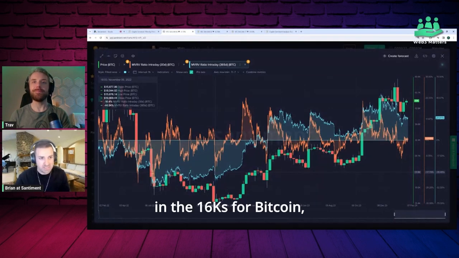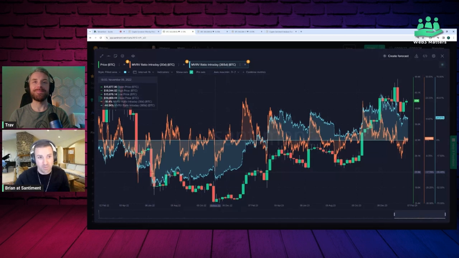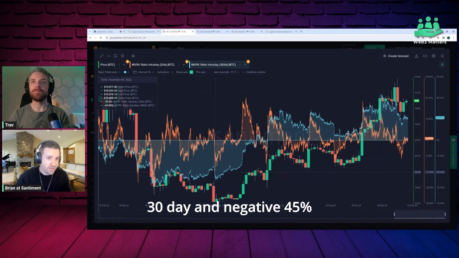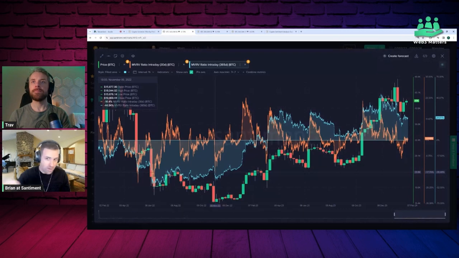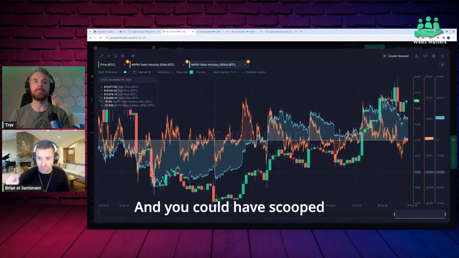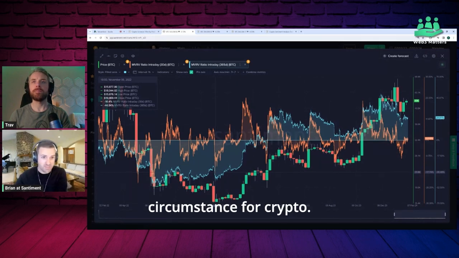And we were way down in the 16Ks for Bitcoin, which I know many of you wish you could go back in time and scoop up a whole lot of crypto back then. But you can see the average trading returns were at negative 16% for 30-day and negative 45% for the 365-day active traders. All this means is that whether you're short-term or long-term, the average wallet was likely way underwater, meaning the network was undervalued on both a short and long-term perspective. And you could have scooped up a lot with very low risk compared to the usual circumstance for crypto.